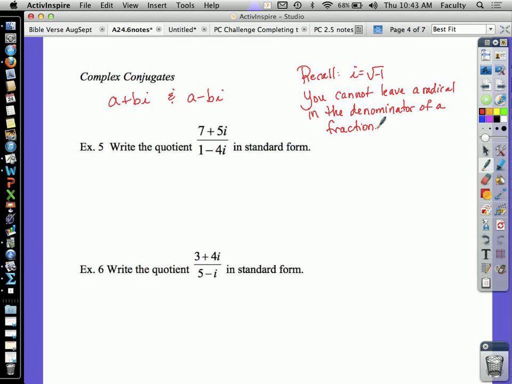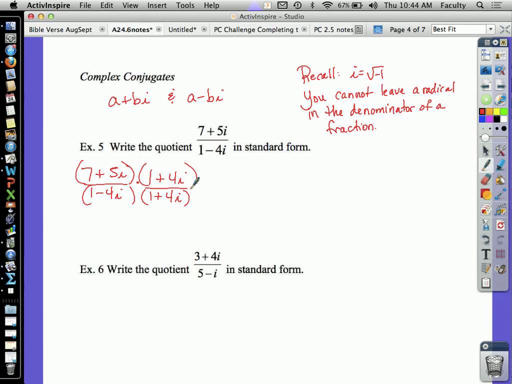So let's look at example 5. It says you have 7 plus 5i over 1 minus 4i. The problem with this is that you can't leave i in the bottom because it's considered unsimplified. So watch what we're going to do. We're going to multiply by the conjugate. Do you see that we did conjugates in the last lesson? Do you remember that? It's the same thing.